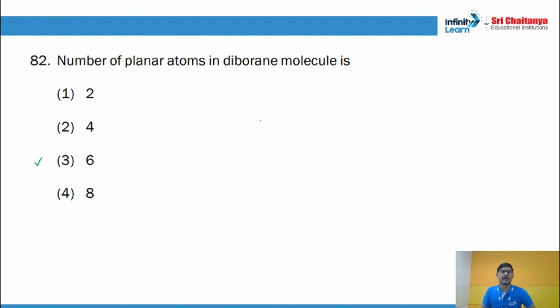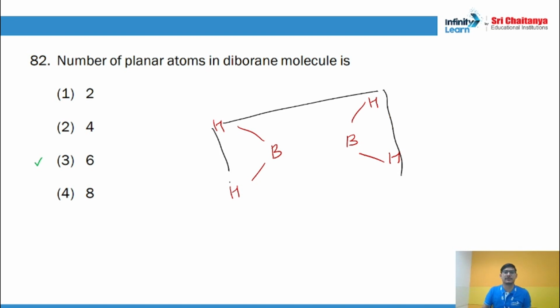The number of planar atoms in a diborane molecule is, diborane structure is like this. There are four terminal hydrogen atoms, and the two boron atoms lie in one plane. So basically, this you can consider as a molecular plane. And then there are two bridging hydrogen atoms like this. Is that clear? So how many atoms in one plane? Two boron and four terminal. So the answer becomes six. This is above the plane and this is below the plane.